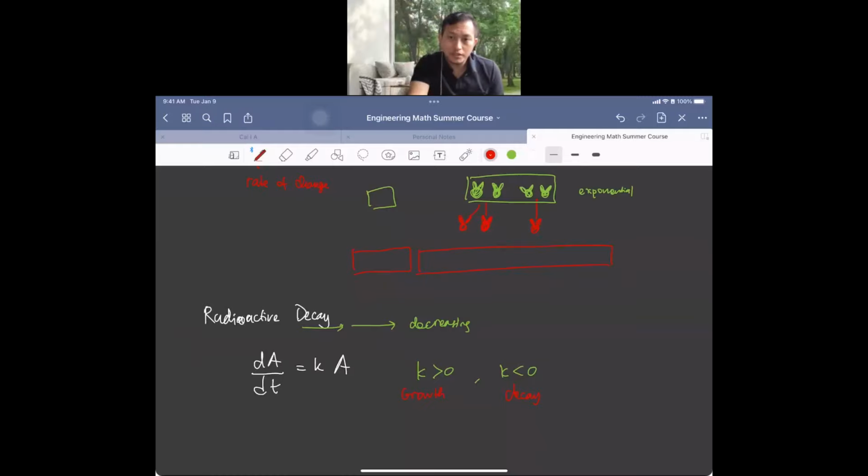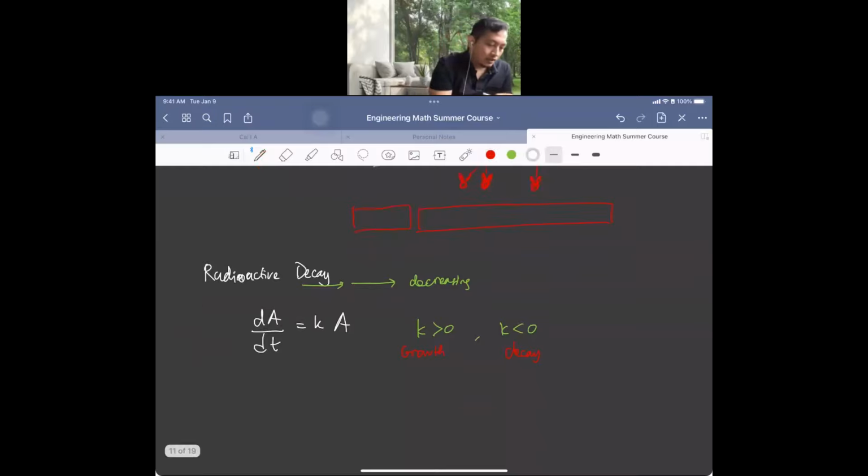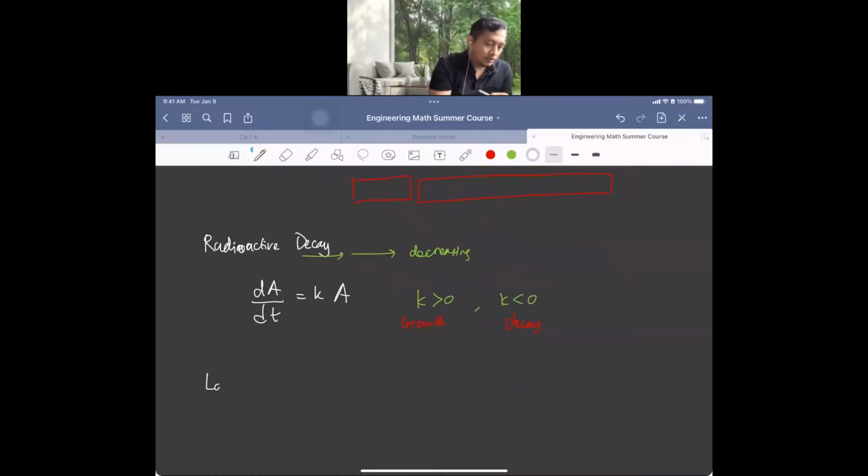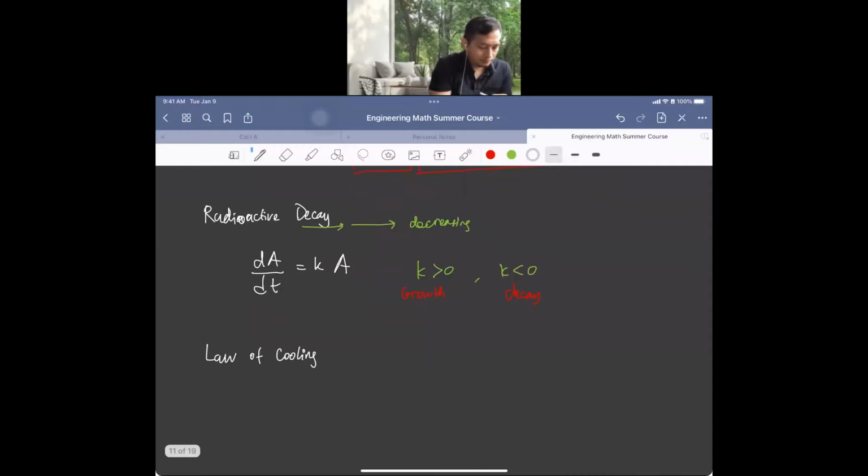Okay, we can see this from radiation, for example. For some mass, it becomes decreasing because of the radiation and so forth. And the law of cooling from Newton.